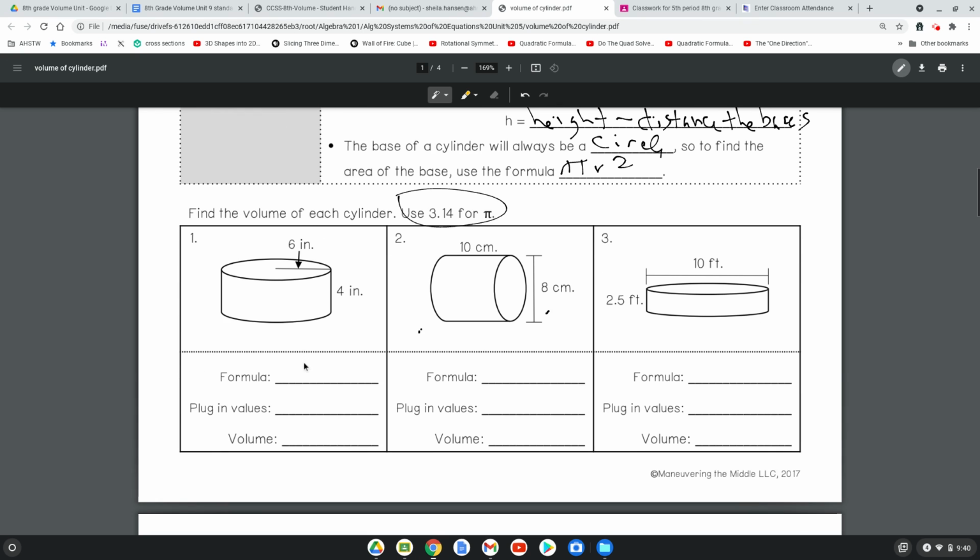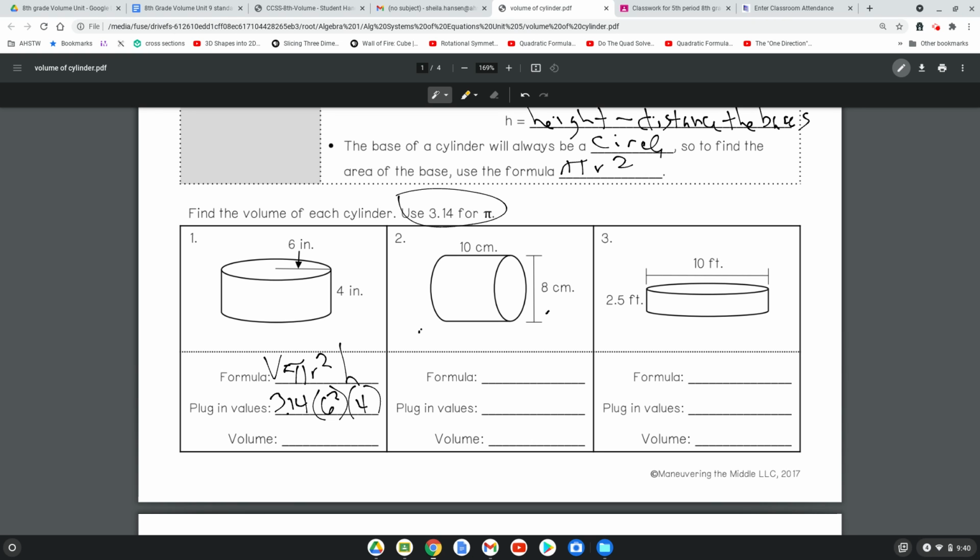So for number 1, the formula is base times height, but we know that the base is a circle, so we're going to do pi r squared, and then we're going to times it by the height. So plug in the values. We have pi is 3.14. The radius is 6 squared. You could put 36 there if you wanted. And then the height is 4.